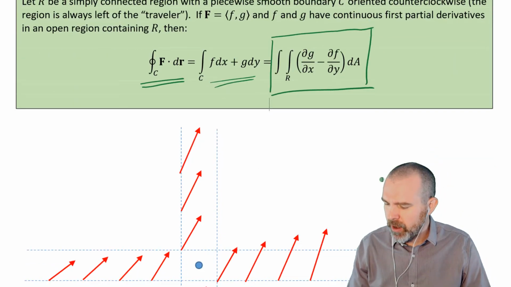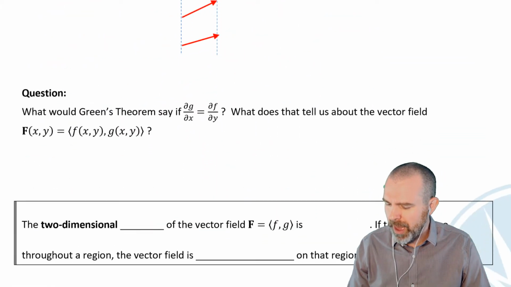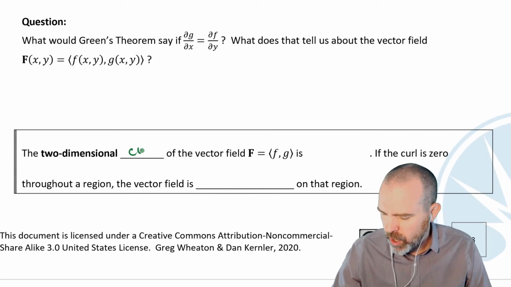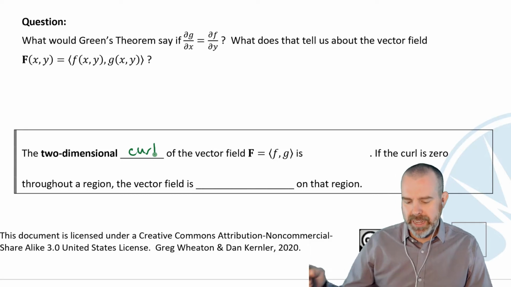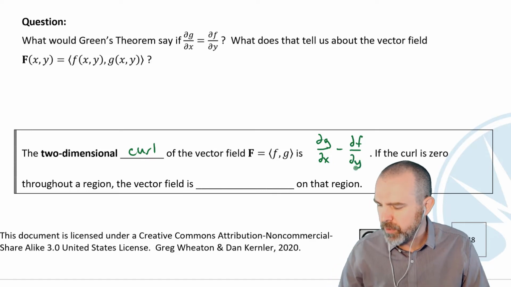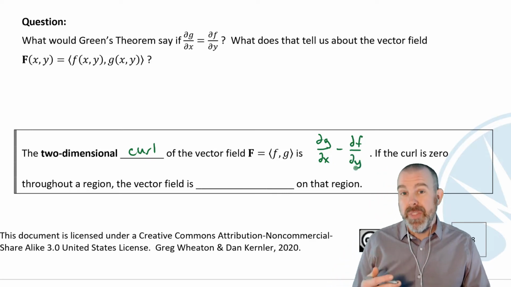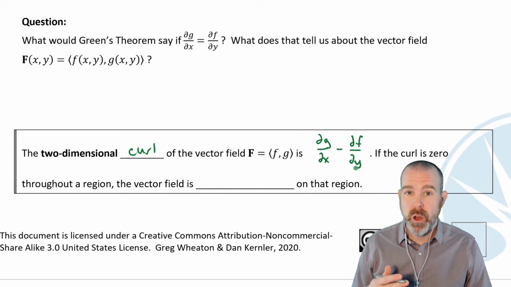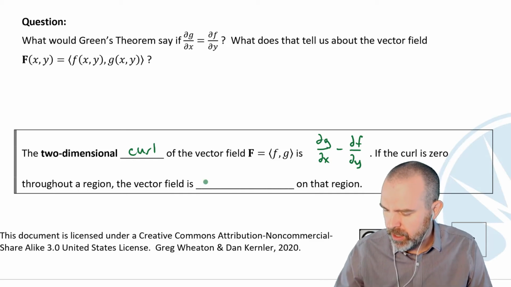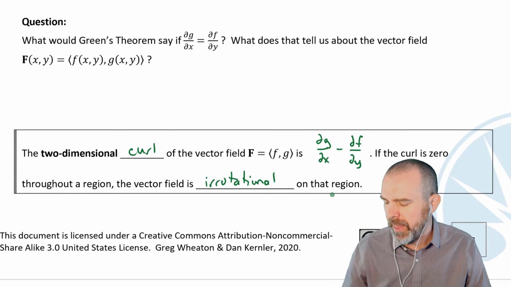I'm going to jump down here and give a definition, and then we'll jump back up. So this thing that's inside is called the 2-dimensional curl. And what it is is the partial derivative of g with respect to x minus the partial derivative of f with respect to y. If that curl is always 0, then there's no rotation in that field or in that region, so we say it's irrotational. The vector field is irrotational on that region.